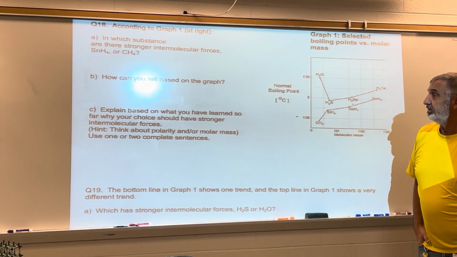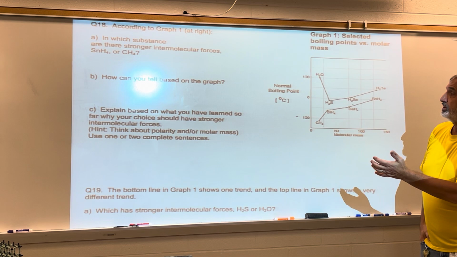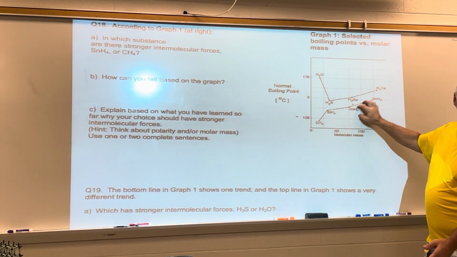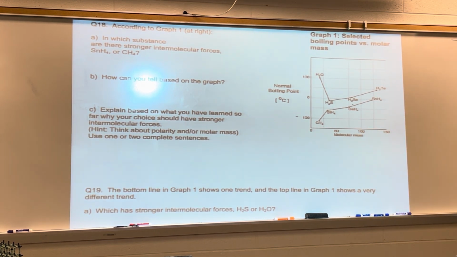Now, explain based on what you have learned so far, your choice should have stronger molecular forces. We just did that. Which is stronger, H2S or H2O? H2O. So explain why. Mostly due to polarity or molar mass? Polarity. Polarity, but more specifically, even than polarity, hydrogen bonds. The hydrogen bonds. Right?